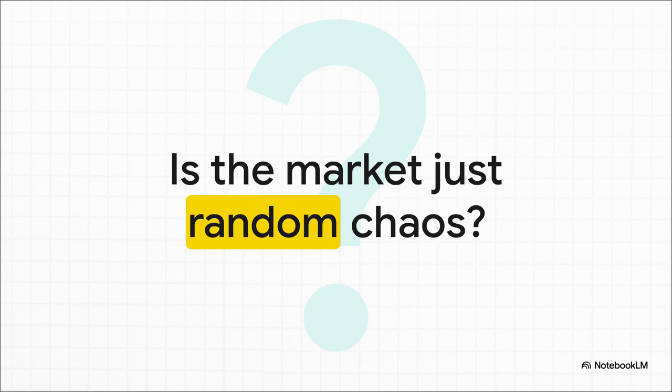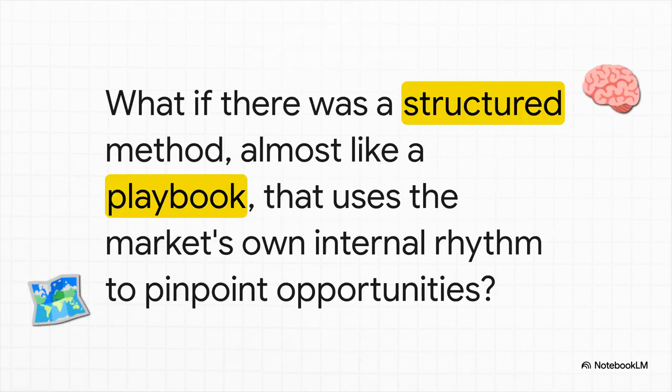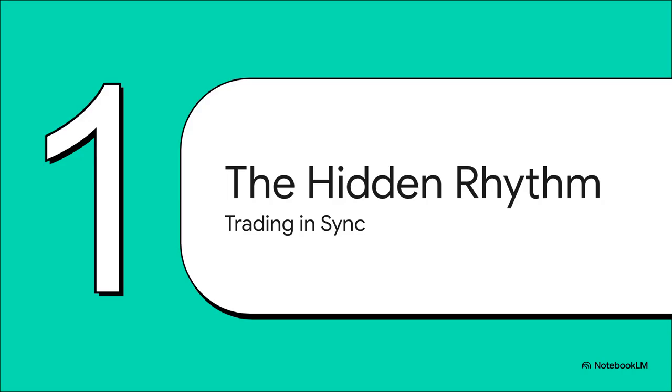For so many of us, staring at a chart can feel like looking at pure, unpredictable chaos, right? You see the price zipping up, down, sideways, and trying to find a consistent, repeatable edge in all that noise, man, it can be incredibly tough, even demoralizing. But what if it isn't random at all? That's the core idea we're digging into today. We're going to look at a structured method, almost like a secret playbook, that claims to use the market's own internal rhythm to pinpoint some really high probability opportunities. So let's explore this idea of trading in sync with the market, instead of constantly fighting against it.